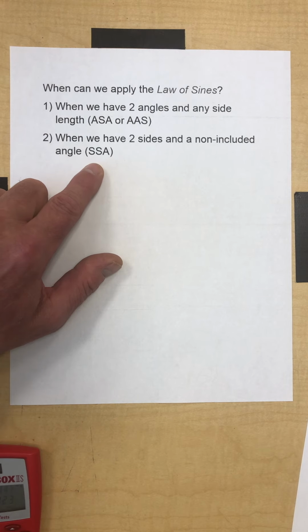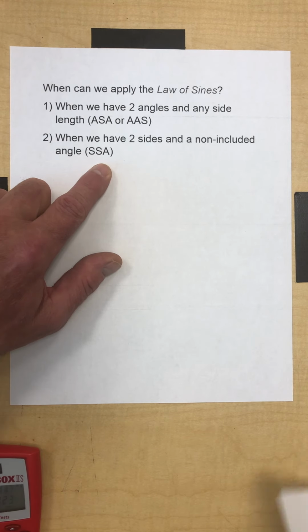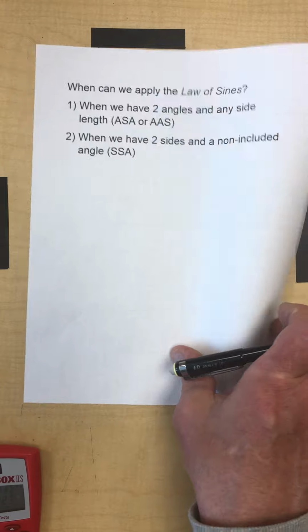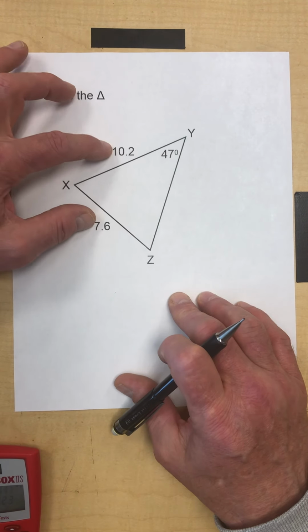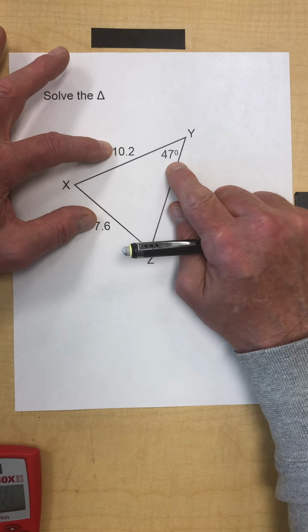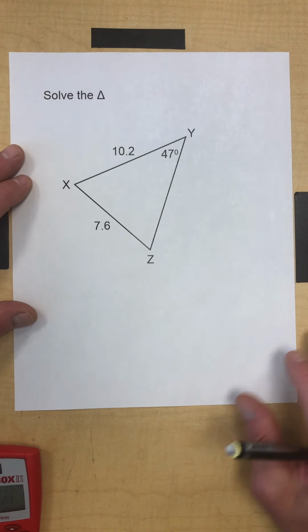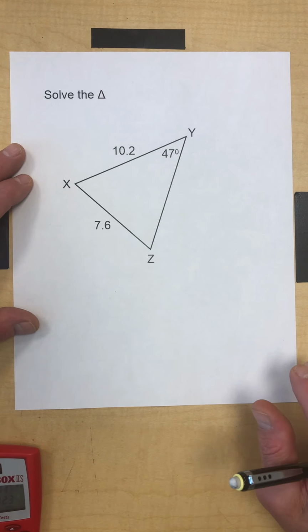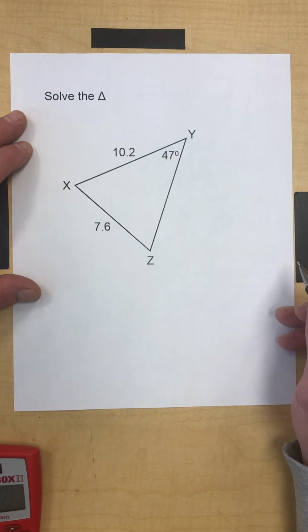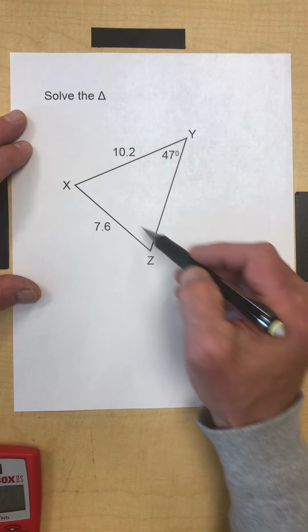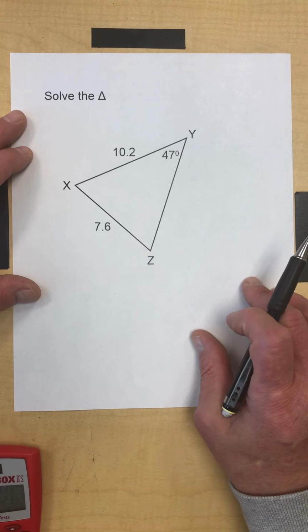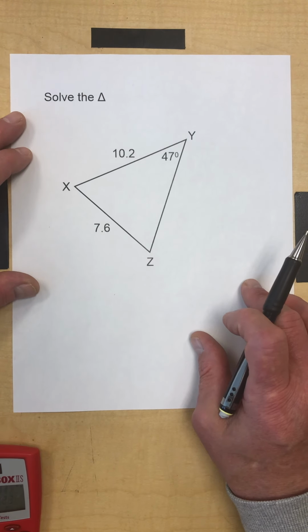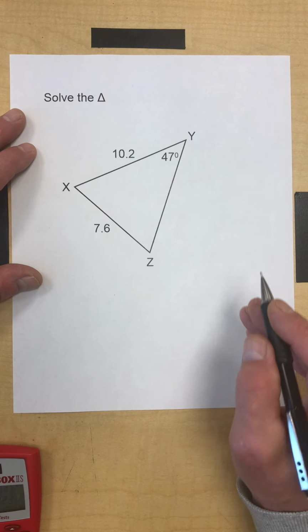Well, we have 2 sides and a non-included angle, something like this. I've got 2 sides and a non-included angle. What are we going to do here? I can't really use the triangle sum theorem to find the measure of angle X or the measure of angle Z. So how about we set up our ratios and see what happens.